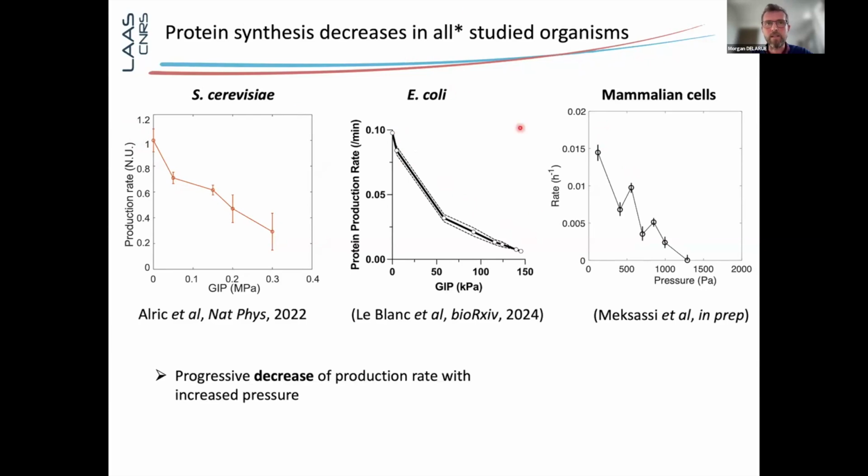And again, there's an asterisk because for the organisms where we see a feedback where growth first increases and then decreases, we see exactly the same feedback in protein production. Protein first increases, then decreases.